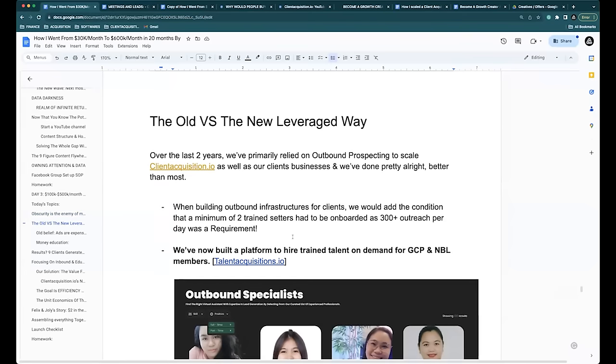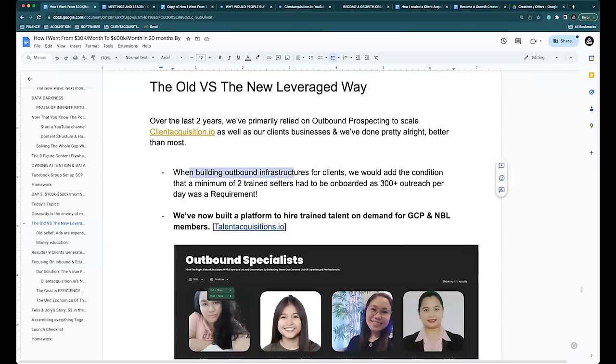So now let's go over the old and the new leverage way of acquisition. Over the last 2 years, we've primarily relied on outbound prospecting to scale client acquisition at AO, as well as our clients' businesses. We've done pretty all right, better than most. When building outbound infrastructures, the reason we got a little bit better success for our clients than most people is because we added the condition that a minimum of two trained setters had to be onboarded and we needed to hit 300 outreach per day. It was a requirement, right?